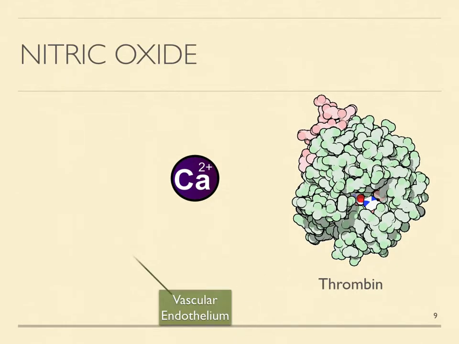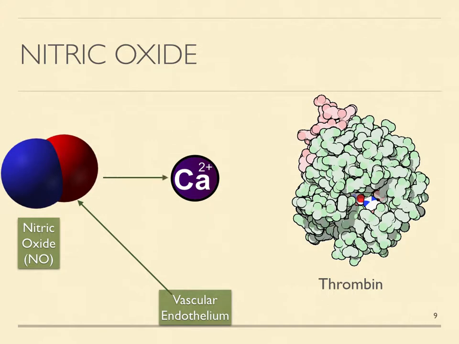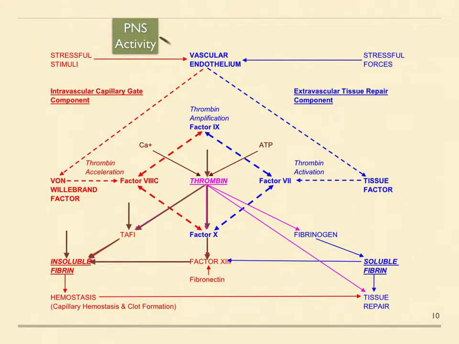Nitric oxide is a gaseous molecule that is produced and released by the vascular endothelium. It binds avidly to ionized calcium and inhibits thrombin. Parasympathetic nervous system activity releases nitric oxide from the vascular endothelium, which binds to calcium, inactivates thrombin, and inhibits the generation and stabilization of insoluble fibrin. In the research literature, this is known as nitroergic neurogenic vasodilation.